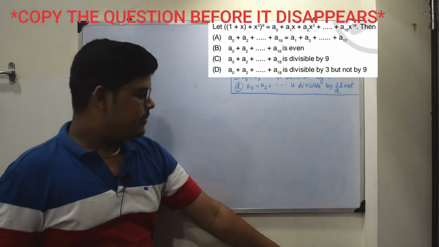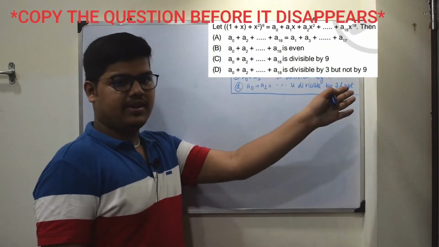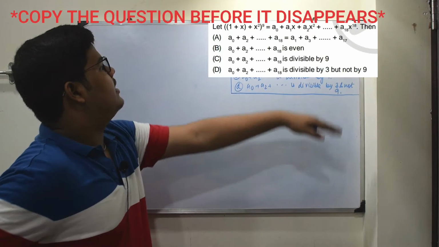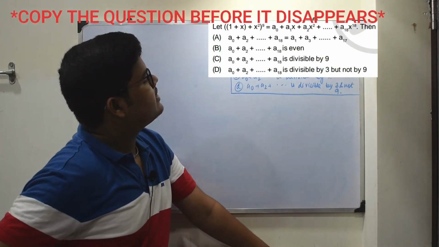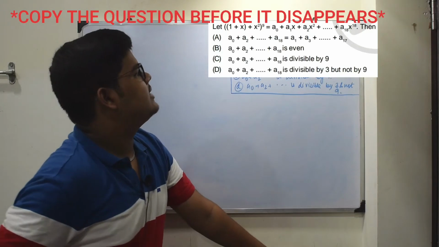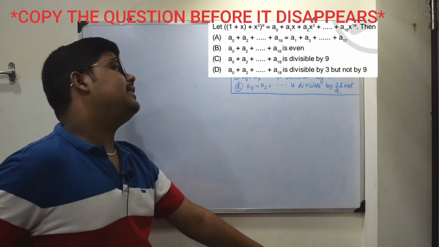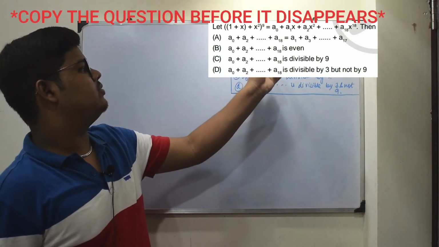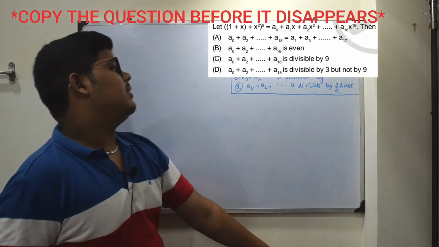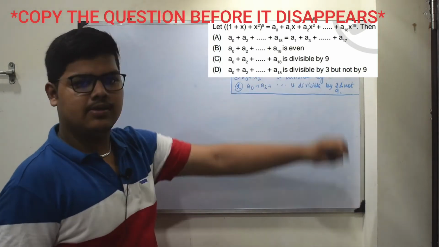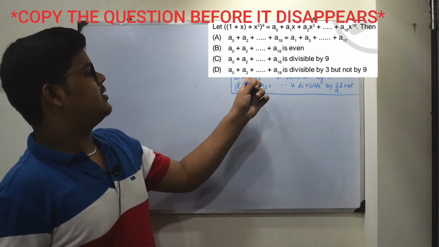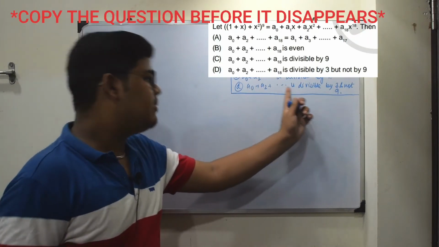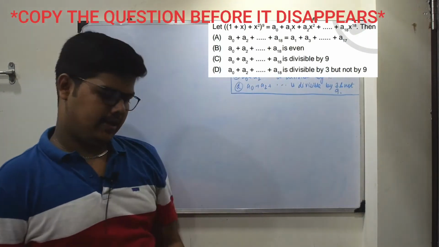Now coming to this question, this is a chunk, so I have written this question over here so that I can utilize the maximum space for writing. 1 plus x square upon 9 is equal to a0 plus a1x plus a2x square dot till a18 x to the power 18. And there are given some options: a0 plus a2 dot till a18 is equal to a1 plus a3, basically sum of even coefficients is equal to sum of odd coefficients. Sum of even coefficients is even, sum of even coefficients is divisible by 9, and sum of even coefficients is divisible by 3 and not by 9.